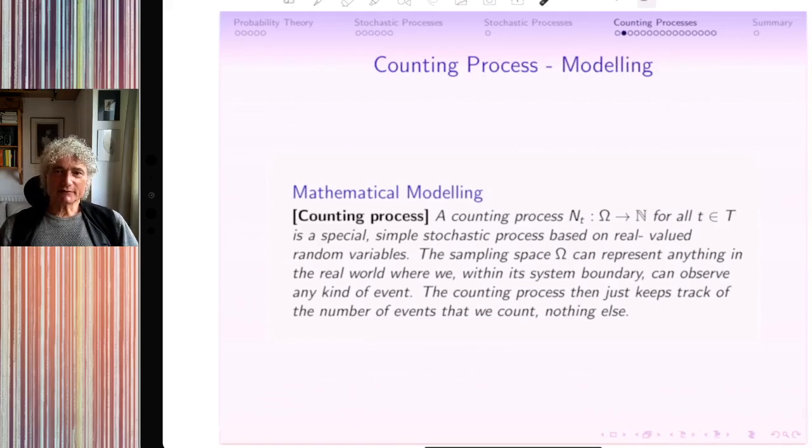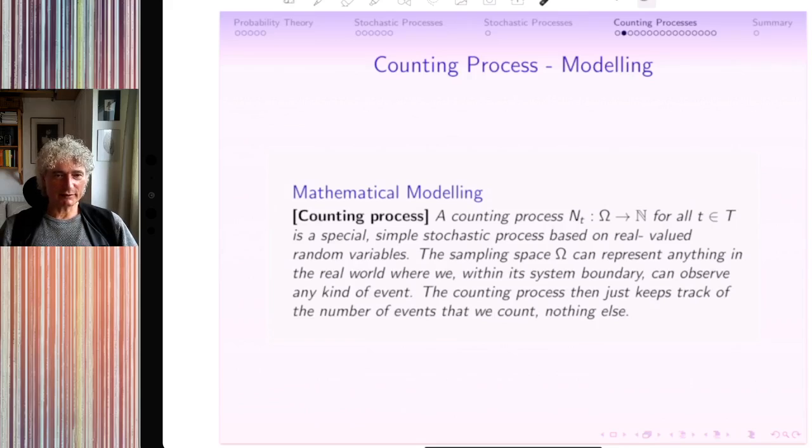Okay, so a counting process n of t from a sampling space omega to the natural numbers for all t, and remember our time here is real valued, so it's continuous time, is a special simple stochastic process based on real valued random variables. The sampling space omega can represent anything in the real world where we, within its system boundary, can observe any kind of event. The counting process then just keeps track of the number of events that we count and really nothing else.